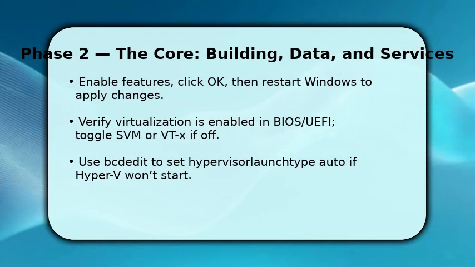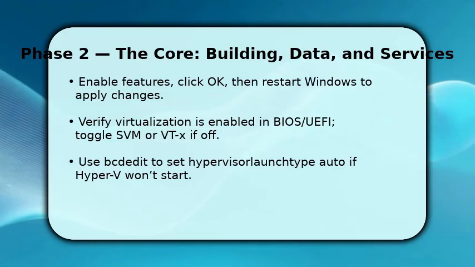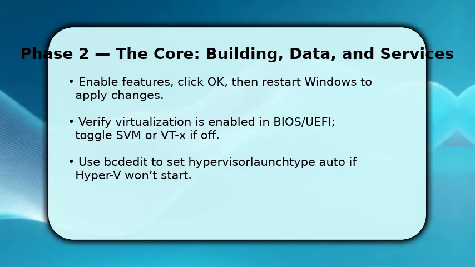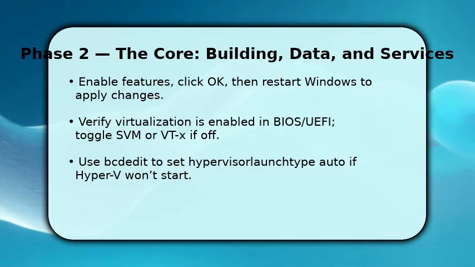Once Windows restarts, make sure Hyper-V actually runs by checking Hyper-V Manager or running systeminfo in Command Prompt to confirm virtualization is enabled. If it still fails, reboot into BIOS or UEFI and enable VT-x or SVM. This option is under CPU or security settings, and it's essential.